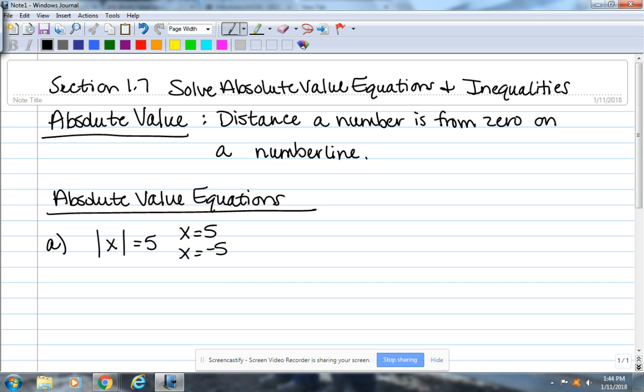So if you just have the absolute value of x equals a number, the answer will be the positive and the negative value of that number, because both the positive and the negative have the same distance from 0 on a number line.